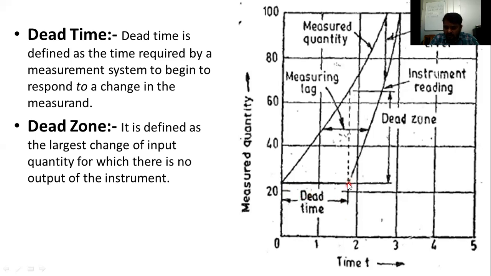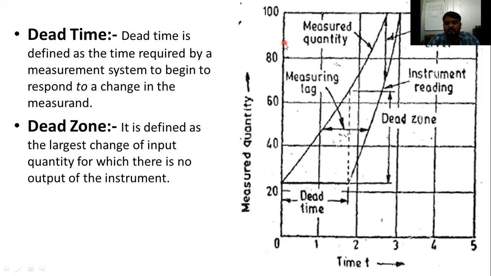When the output changes here, from this point to the measured quantity, how much should the output be at this point of time? Nearly 65. So this region from 20 to 65 is called the dead zone, on the output side. For continuous change in the input, we do not get the output; that is called the dead zone. Is it clear?